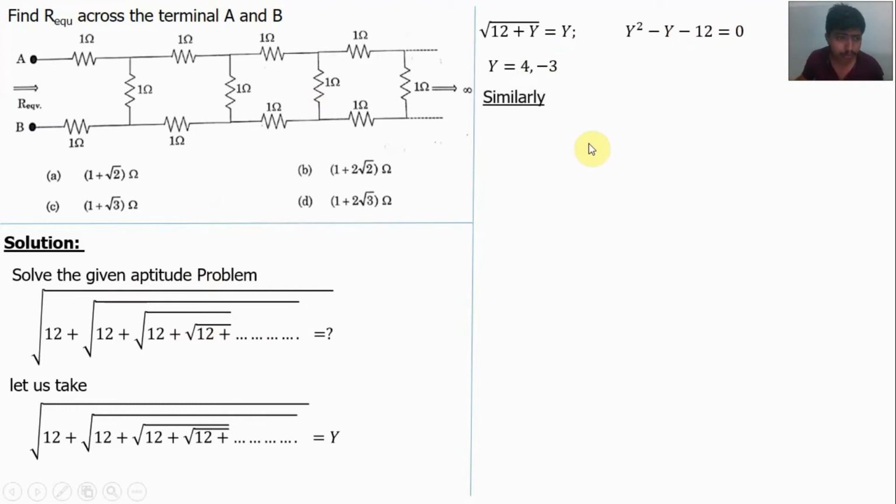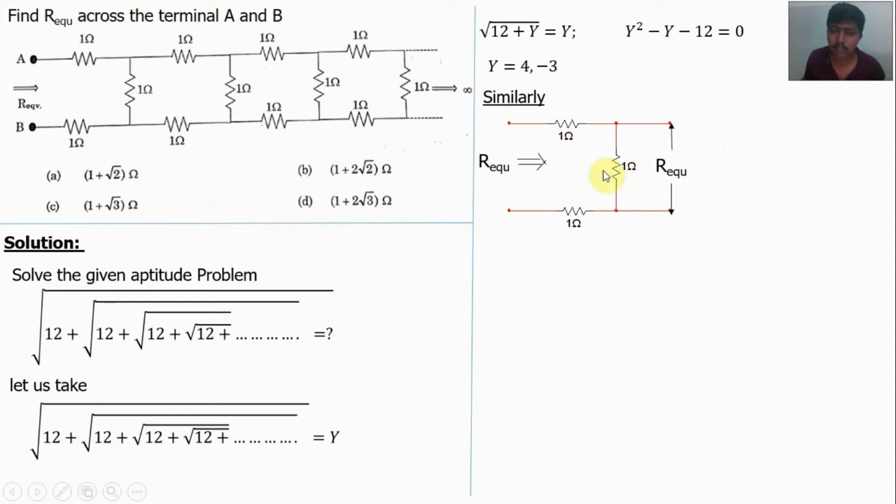Similarly, the term goes to an infinite term. This infinite term value is equal to R equivalent. If the infinite term value is equal to R equivalent, definitely the infinite minus 1 term is also equal to R equivalent. So we may rewrite: this is the infinite term, the total infinite term. This is the infinite minus 1 term. The infinite term value is equal to R equivalent. The infinite minus 1 term value is very close to R equivalent.